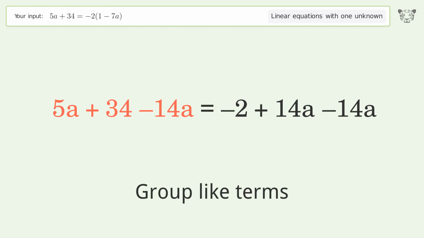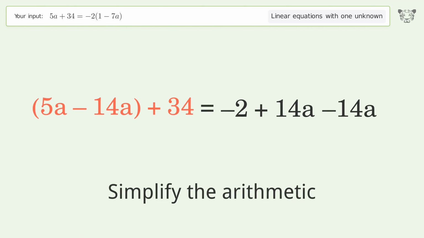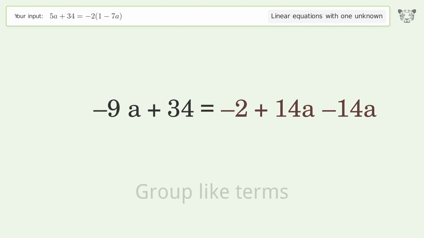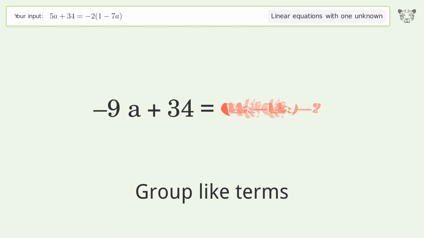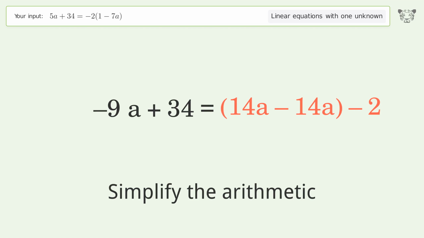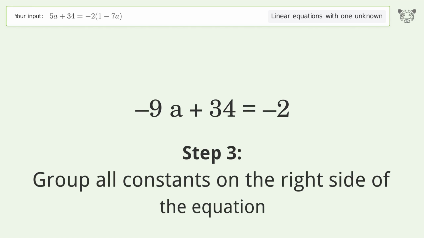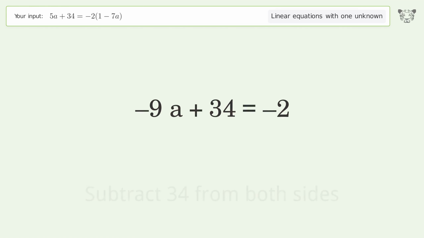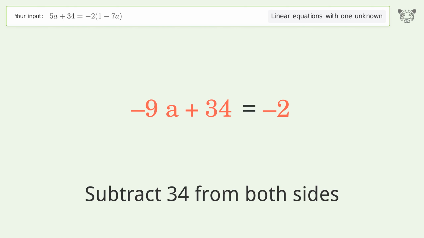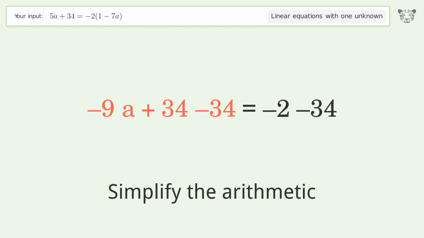Group like terms. Simplify the arithmetic. Group like terms. Simplify the arithmetic. Group all constants on the right side of the equation. Subtract 34 from both sides. Simplify the arithmetic.